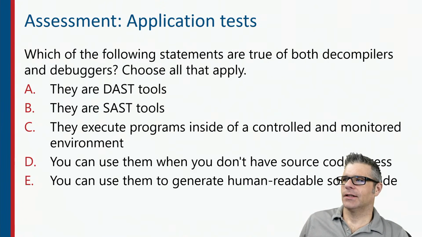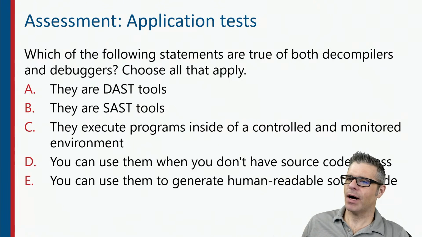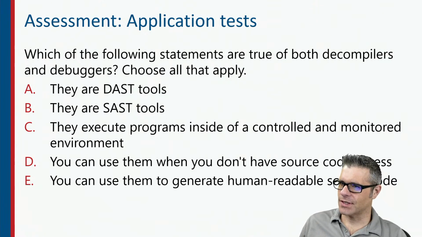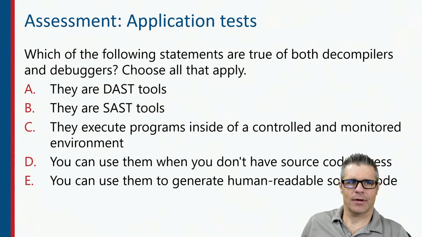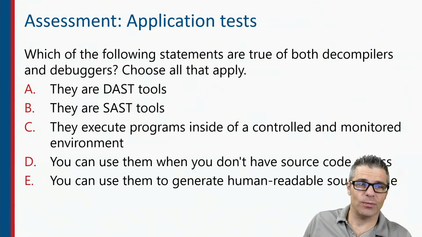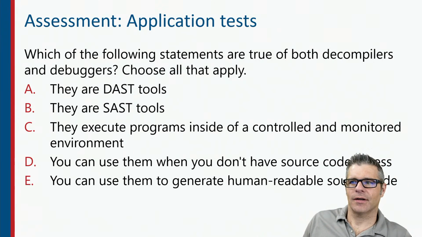All right. Which of the following statements are true of both decompilers and debuggers? They are DAST tools, they are SAST tools, they execute programs inside of controlled environments, you can use them when you don't have access to source code, or you can use them to generate human-readable source code. Both decompilers and debuggers. And D is correct.